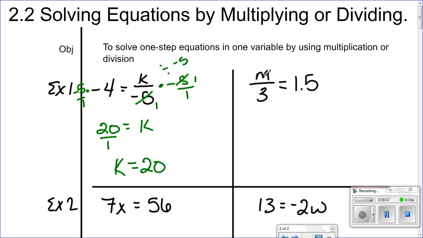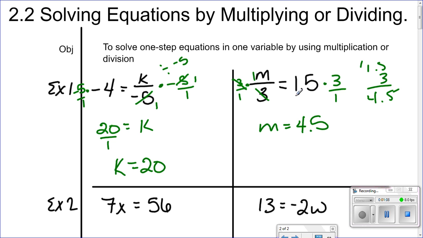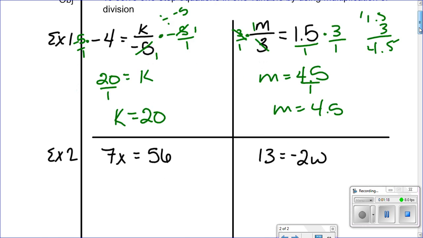What is with the m? A 3. What is it doing? It's dividing. The opposite of dividing by 3 is to multiply by 3 over 1, the reciprocal. So multiply by 3 over 1, because we do have a 1 here. That's where the 1 comes from. Our 3's become 1. 1 times m is m. And 3 times 1.5 is 4.5. 4.5 over 1, which is just 4.5. You don't have to write over the 1. I just want you to see what I've done and why this had gone away.